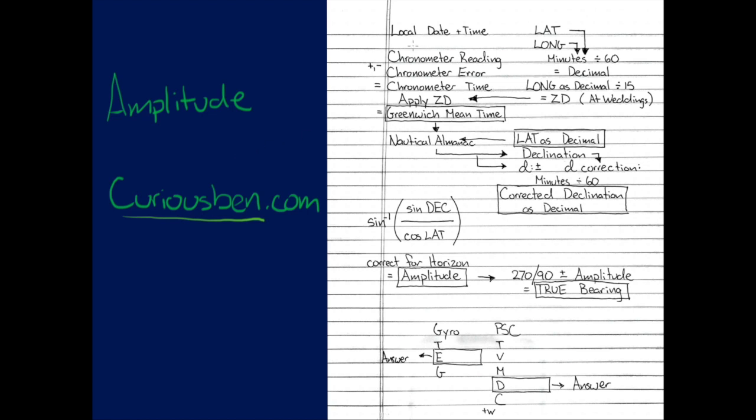Like we talked about before, I like to set all of my information up the same way every time. I always write down the date and time first, then the lat and long, then I'll get the chronometer reading, the error, I'll solve for the time, get the zone description from the longitude, apply the zone description, get GMT. That's how I start every one of these.